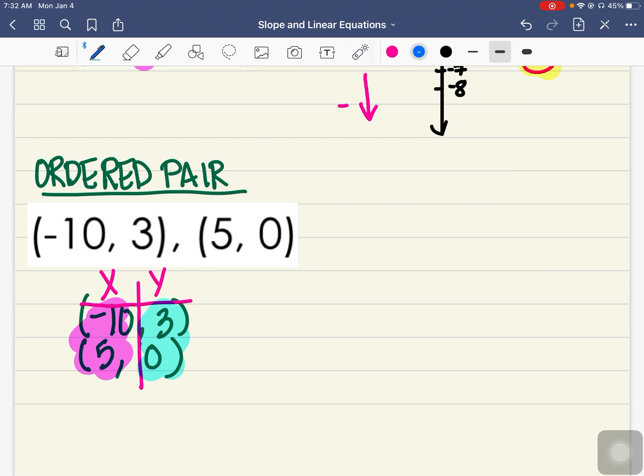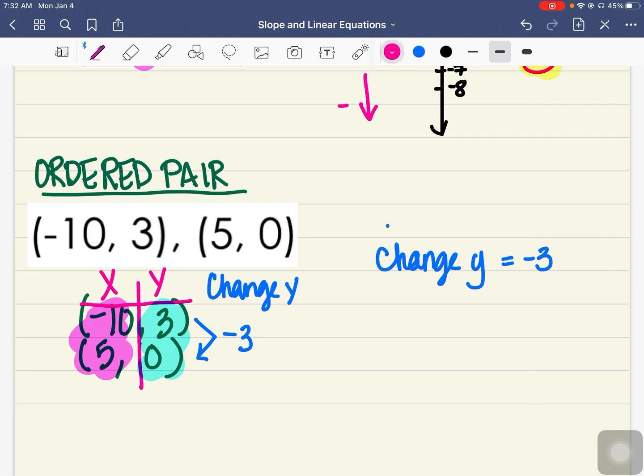All right, so let's figure out our change in x and our change in y. My change in y, how do I get from 3 to 0? Well, I have to subtract 3, right? So my change in y is minus 3, or negative 3. How do I get from negative 10 to positive 5? That one might be a little bit harder to do.